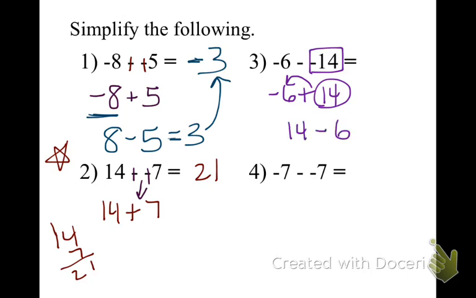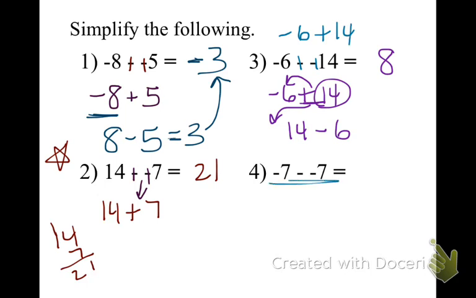Now I haven't changed any values. My 14 was a positive, it's still a positive. Negative 6 was a negative, still a negative. I haven't changed any values. Now, what's 14 minus 6? 14 minus 6 is 8. And remember, another way of looking at it. I have 2 negatives. 2 negatives are an even number, so I can change this to a positive, and it still would be negative 6 plus 14.